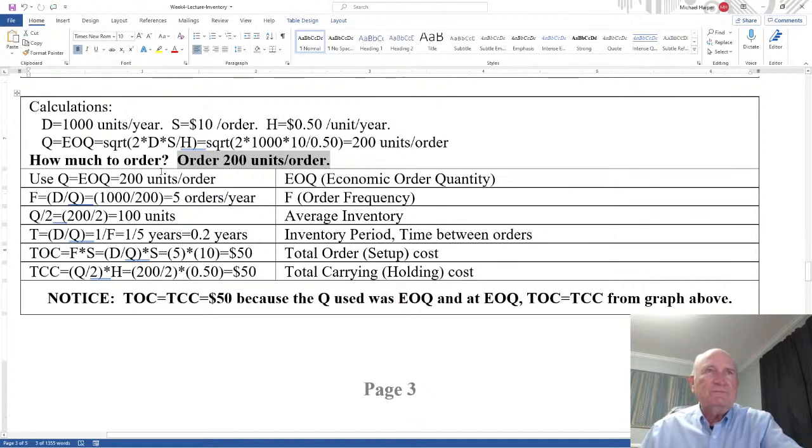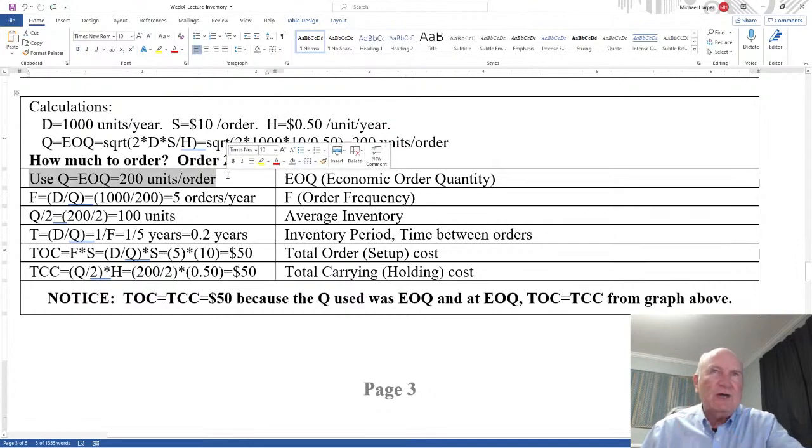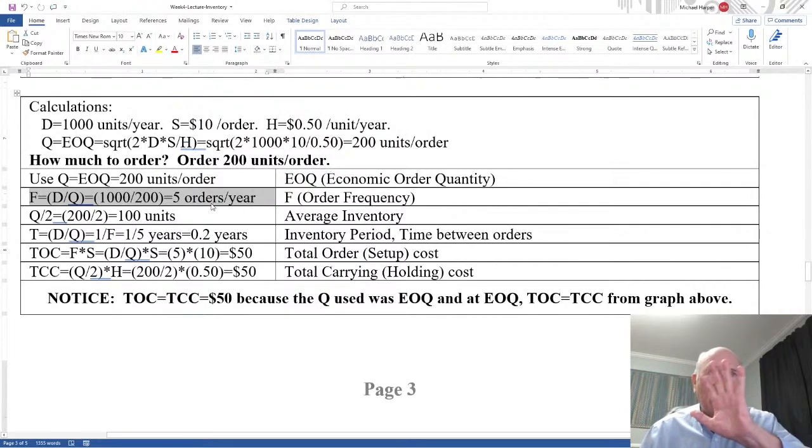Let's go a little deeper. Use this Q, EOQ of 200 units per order. Let's analyze this, and this will be on the homework. The frequency is D over Q. So I take my D, which is 1,000, over Q, which is 200, and my frequency is 5 orders per year. So I'm ordering 200 5 times a year. That's my annual order frequency.